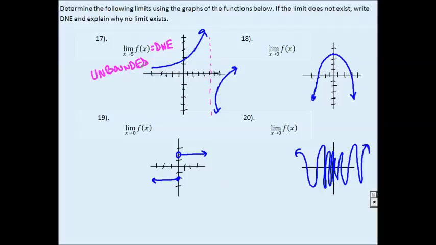Number 18, as I approach here, I am approaching the same spot here. And this spot is at x equals 4. Or I'm sorry, y equals 4, that's my fault. So my limit is 4.